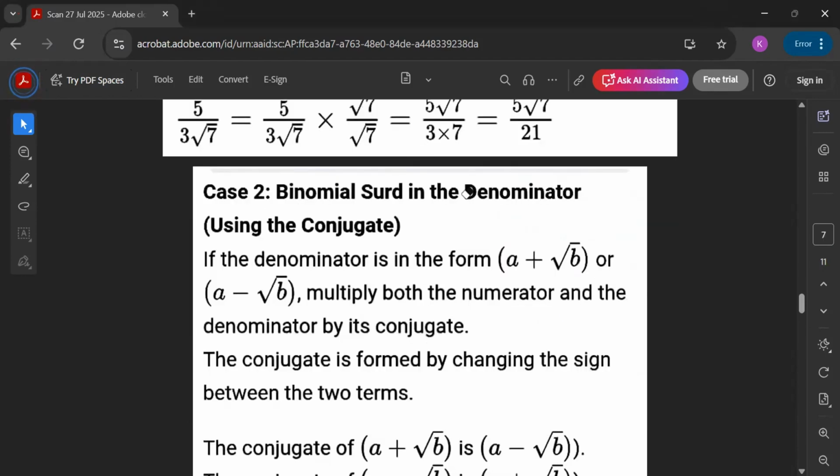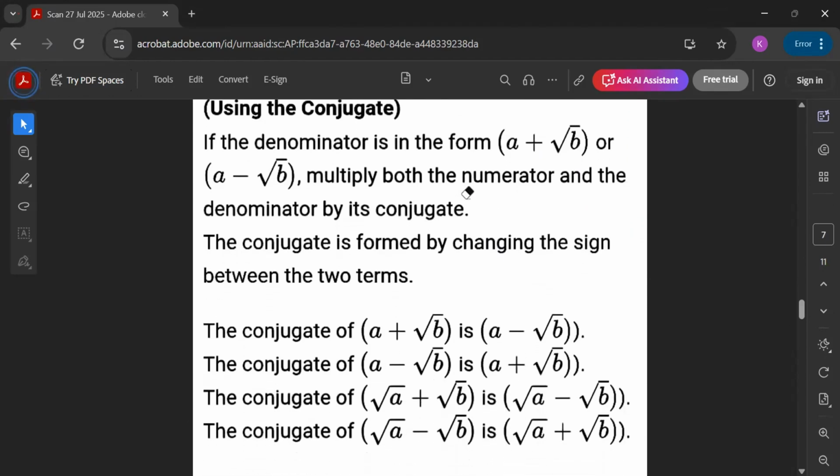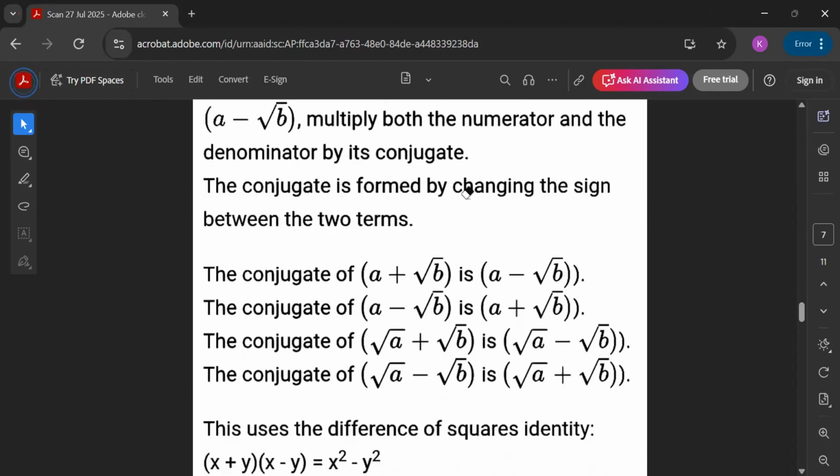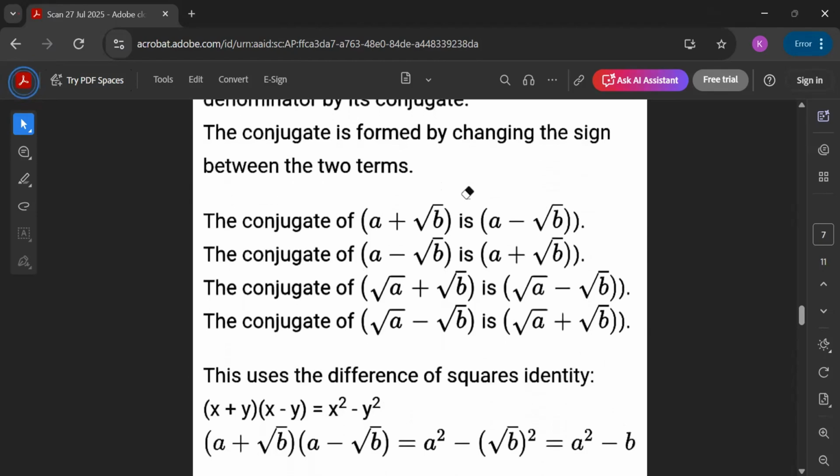Okay. Then we have the binomial surds. There is a word, conjugate. Conjugate in simple language you can understand as the opposite. Like a plus root b. The opposite or the conjugate of this is a minus root b. Then the conjugate of a minus root b is a plus root b. Just the sign in the middle is changing, right? If you need the opposite of it, you need the conjugate of it. Simply the sign is changing.